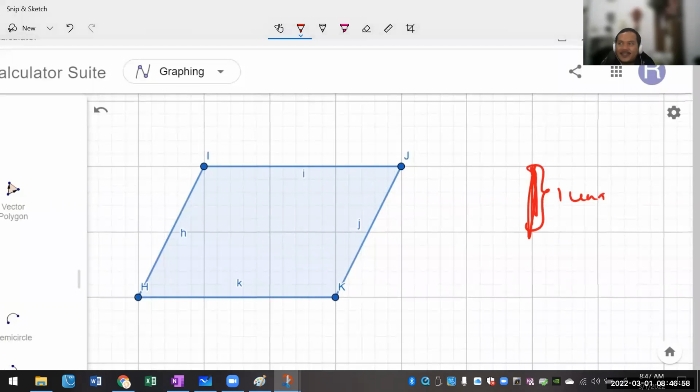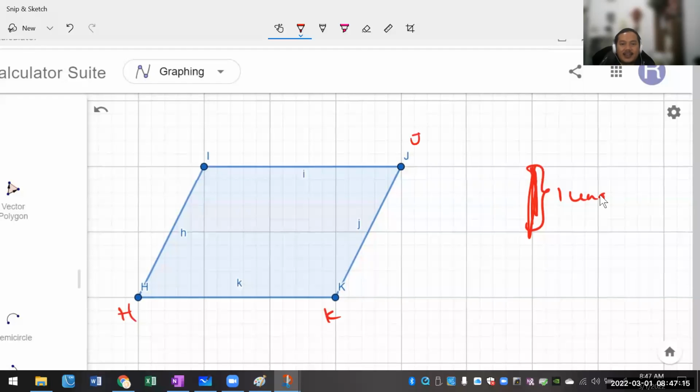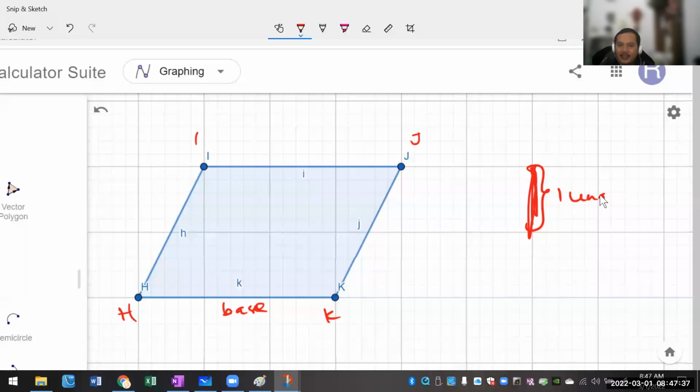Gimana? Ingat tadi konsepnya, cuma base kali height. That's it. Itu doang. Berarti IJ kali HK atau gimana, Pak? Ya, base-nya yang mana? Ini kan ada HKJI, IJKL, IJKH. Base-nya yang mana? HK, oke. Kalau base-nya HK, height-nya yang mana? Apakah IH atau JK atau ada lagi yang lain? JK sama IH. Ini jadi height-nya?